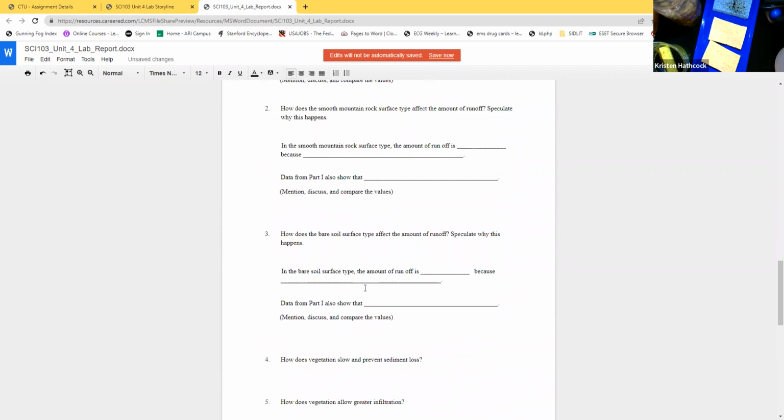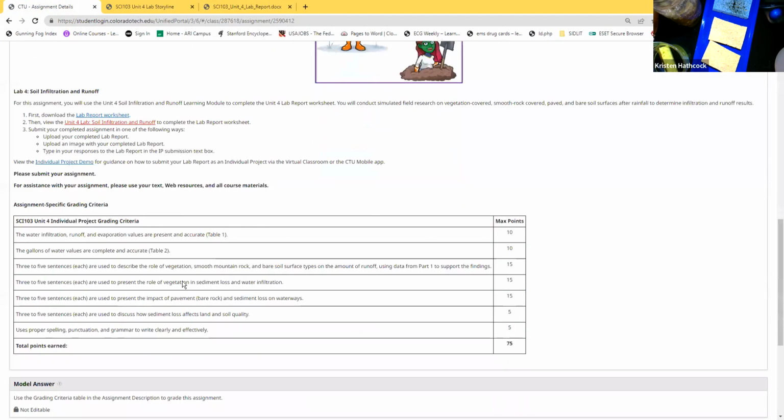So just look back to your tables and they will assist you in being able to answer these questions. The numbers tell you everything. Data tells you everything. So how is this graded?